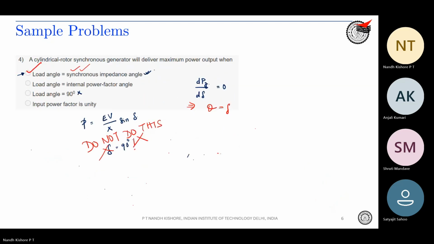And we saw that we get maximum power when the load angle is the same as the synchronous impedance angle. That is theta equal to del. Don't write del is equal to 90 degrees. So it comes from dPg by d del equal to 0.